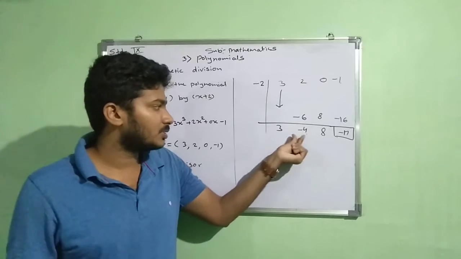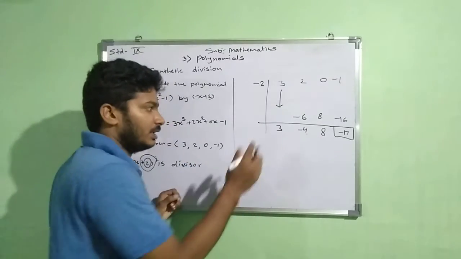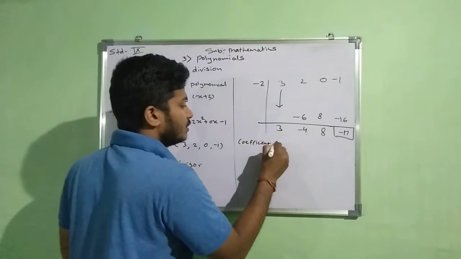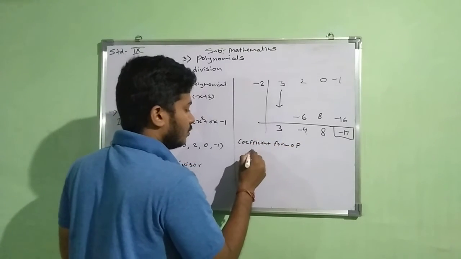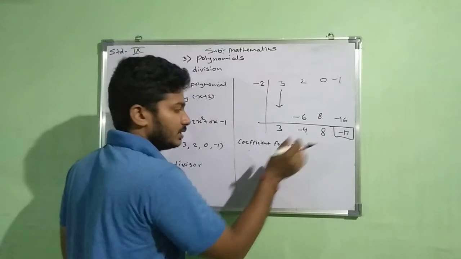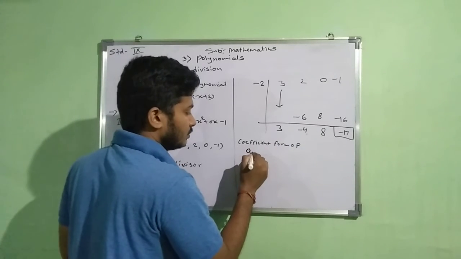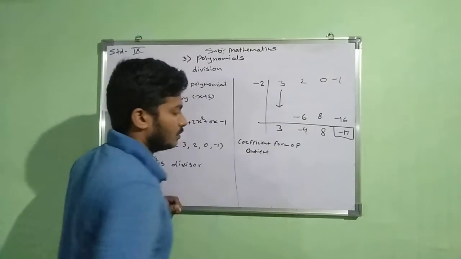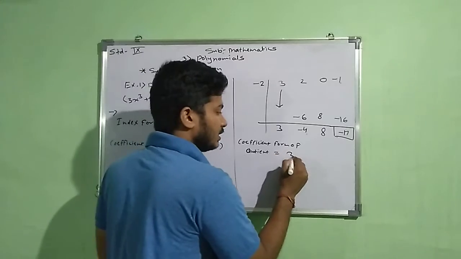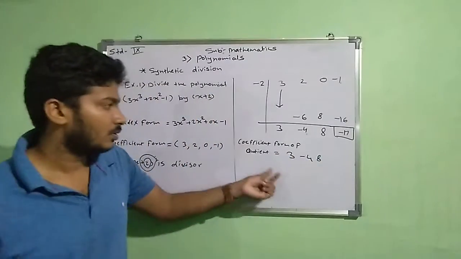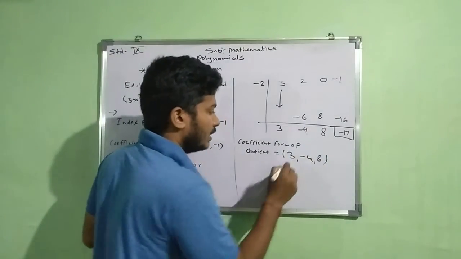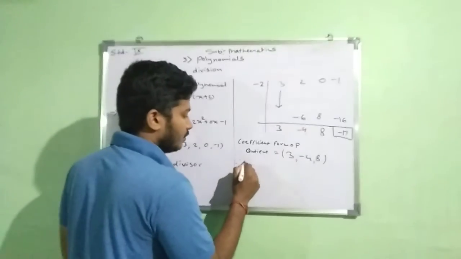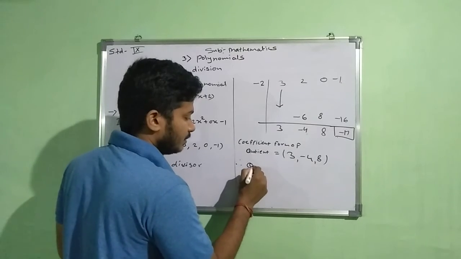Now if you look at the 3, minus 4 and 8, this is the coefficient form of the quotient. Okay, this is a quotient, not divisor. This is the coefficient form of the quotient, which is 3, minus 4 and 8. Now that coefficient form we have to write in the index form. Therefore the quotient will be.